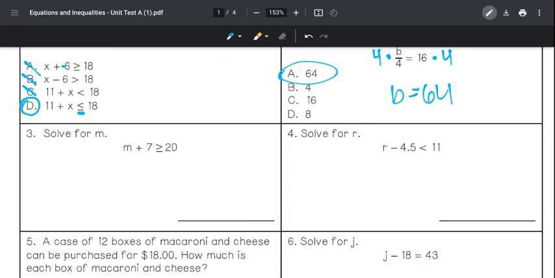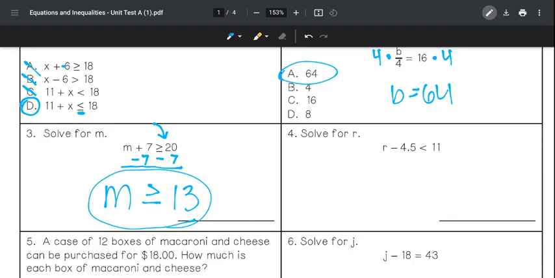Number 3, solve for m. M plus 7 is greater than or equal to 20. To get m by itself, we have to do the opposite. So since it says m plus 7, we're going to do m minus 7. You subtract 7 from both sides. I'm going to keep my variable, m. You keep your symbol, greater than or equal to. 20 minus 7 is 13. That was our final answer.